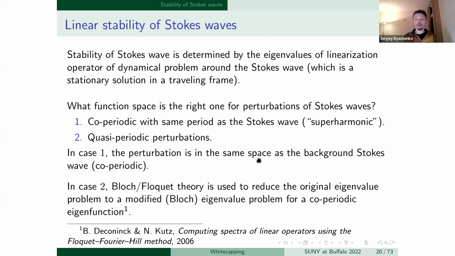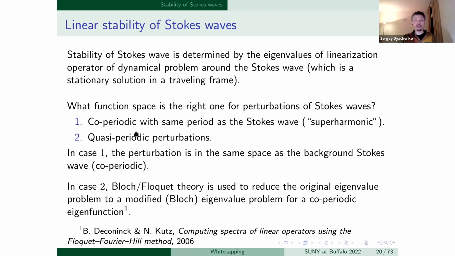So, for example, think of your background solution, the Stokes wave, being 2π periodic, and the perturbation has some arbitrary different period or has no period whatsoever. That's also possible to consider. It's a little bit more complicated than perturbations that are co-periodic with the Stokes wave. So the first case, the co-periodic case, is more or less a toy model.